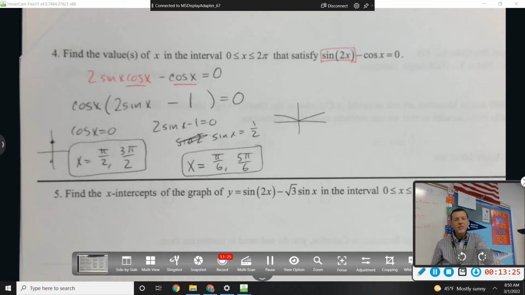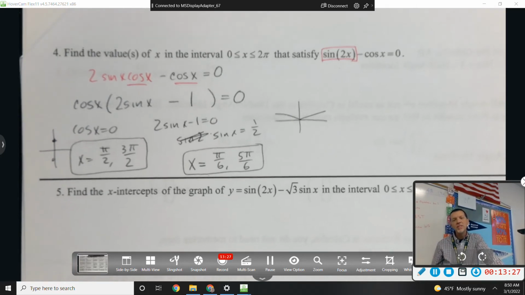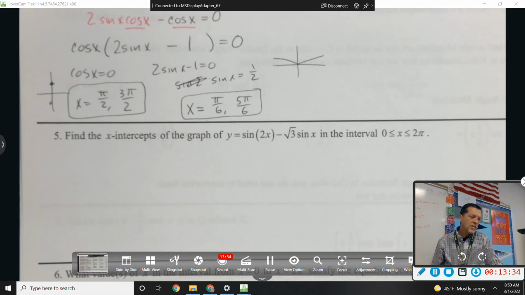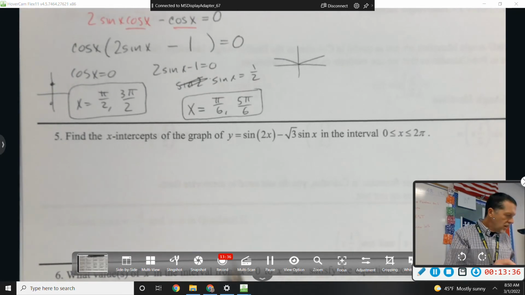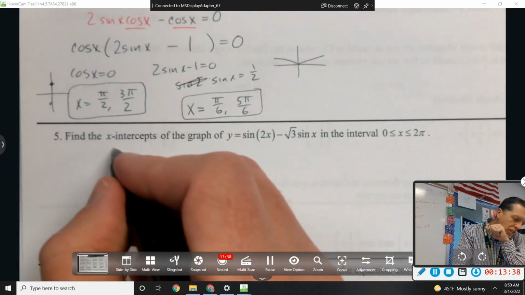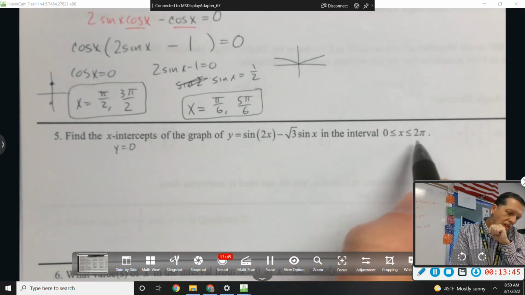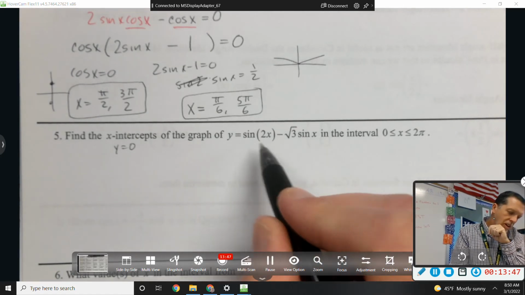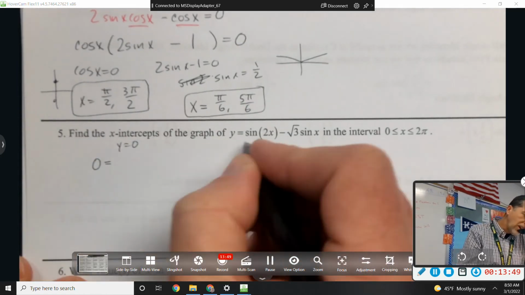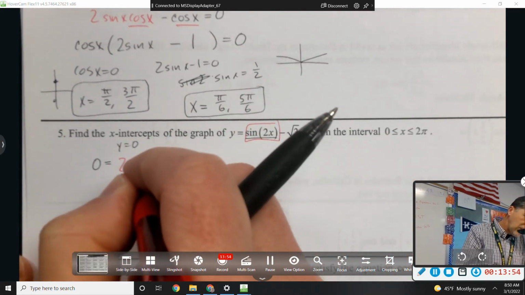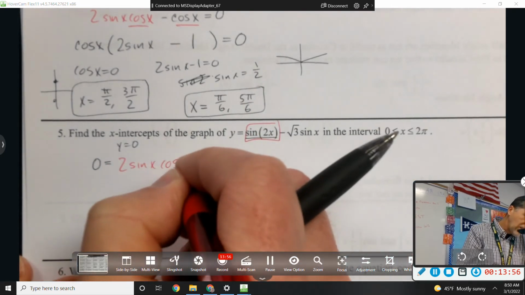Again, the pictures are optional. Grading those last tests, many of you did, but some of you didn't draw the pictures. Show the work you need to show to get the problem right. Number 5, find the x-intercepts. Remember, code word for set y equal to 0 on this interval. This is a similar question, because sine of 2x is 2 sine x cosine x.